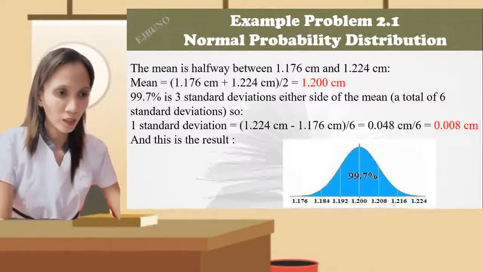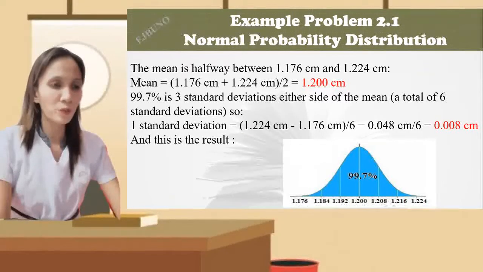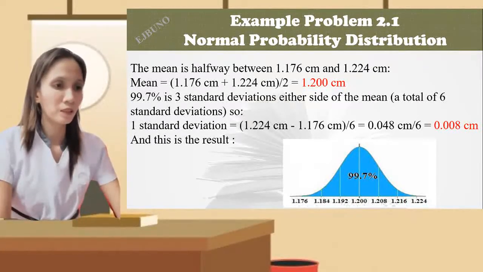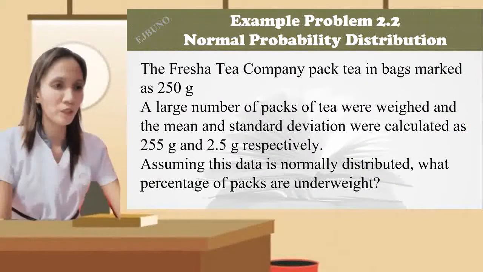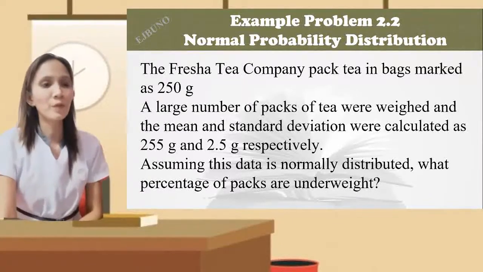You can see 1.2. So the 0.008, we will subtract it from 1.2, our mean. So we can see the values here: 1.192 to the left of the mean, and 1.208 to the right of the mean. So, our next problem, example problem 2.2, normal probability distribution.